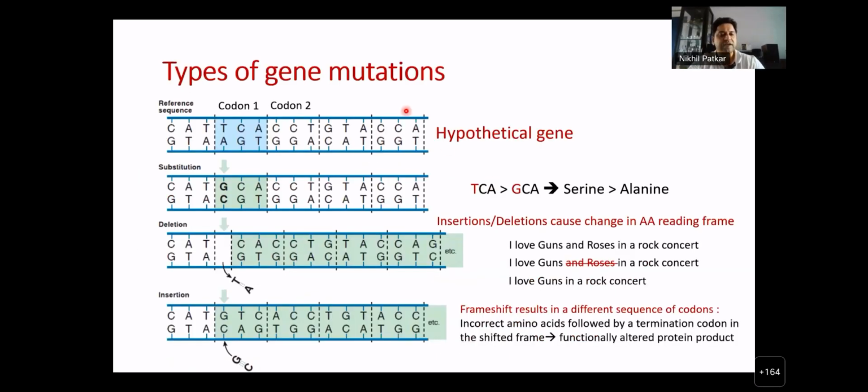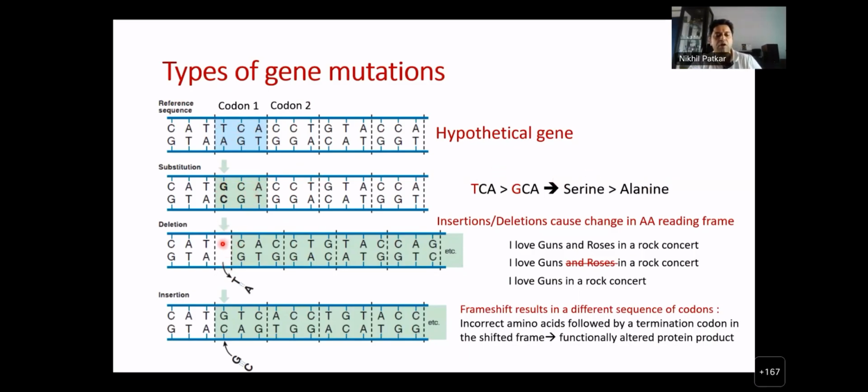What do we mean when we say gene mutation? Let's look at this hypothetical gene. This is the coding region of the gene, and you have the reference sequence on top. As you know, 3 bases come together to code one amino acid. When one particular base changes, for example, TCA changes to GCA, you have serine changing to alanine. So this is an example of a base substitution.